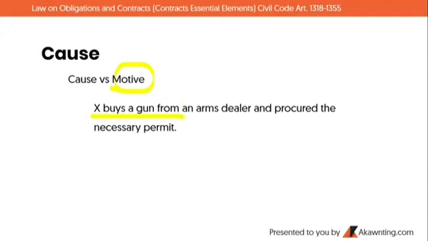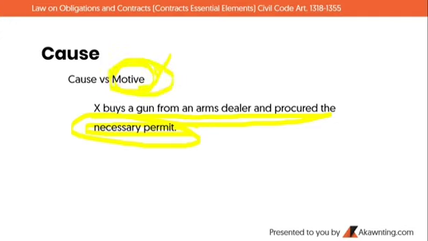Okay, so for example, X buys a gun from an arms dealer and procured the necessary permit. So, ayan, what do you call this? So, X entered into the contract because, para ma-deliver sa kanya yung gun, magkaroon siya ng gun. Pero, more, parang kumbaga, a more personal reason kung bakit niya binili yung gun na yun is gagamitin niya for assassination, for example. Okay, so in that case, the personal reason na binanggit natin, which is the assassination, it will be the motive, okay, in the contract.